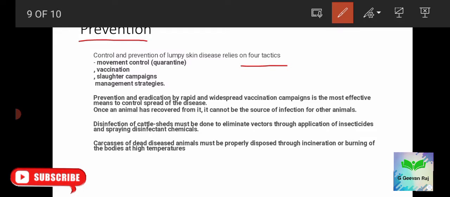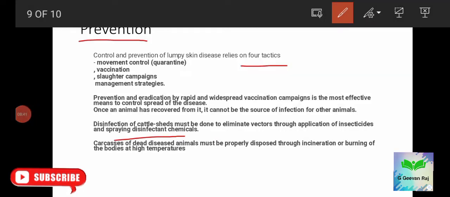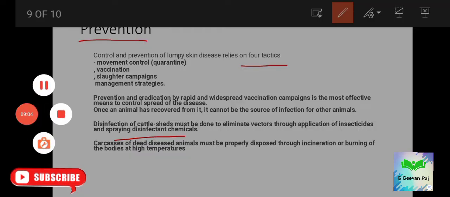And the cattle sheds should be properly disinfected by using various insecticides and spraying disinfectant chemicals. So, we should use proper disinfectants in the cattle shed so that the various insects and other vectors of the disease that are causing the spread get destroyed or killed. The carcasses of the dead animals must be properly disposed of and should be burned at a high temperature so that the virus will die at that temperature. That is also a measure we can adopt.